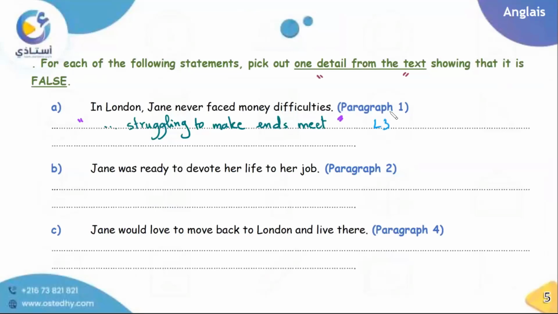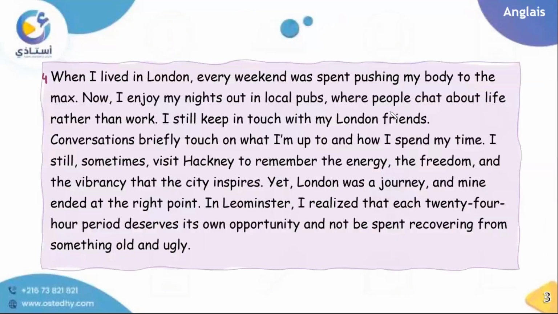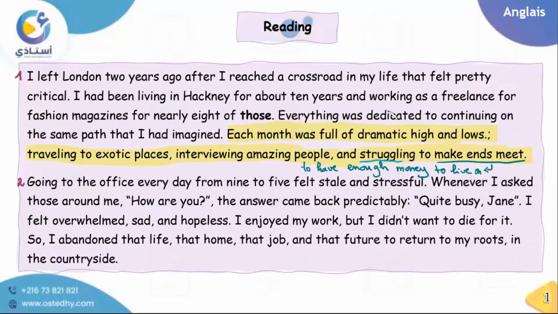What about the second one? B. Jane was ready to devote her life to her job. This is not correct, of course. Jane wasn't ready to devote her life or sacrifice her life to her job. What's the correct statement that says that she wasn't ready to sacrifice her life to the job? In here, in paragraph 2. Let me reread it again.